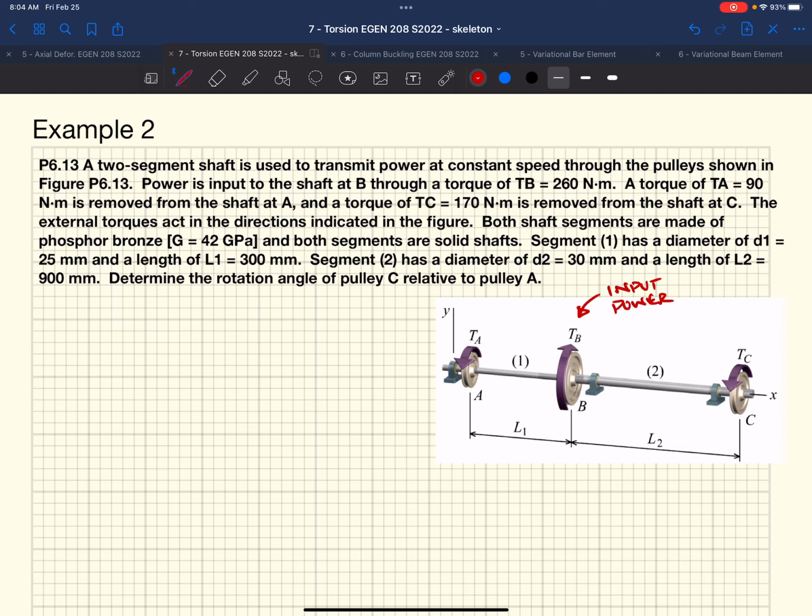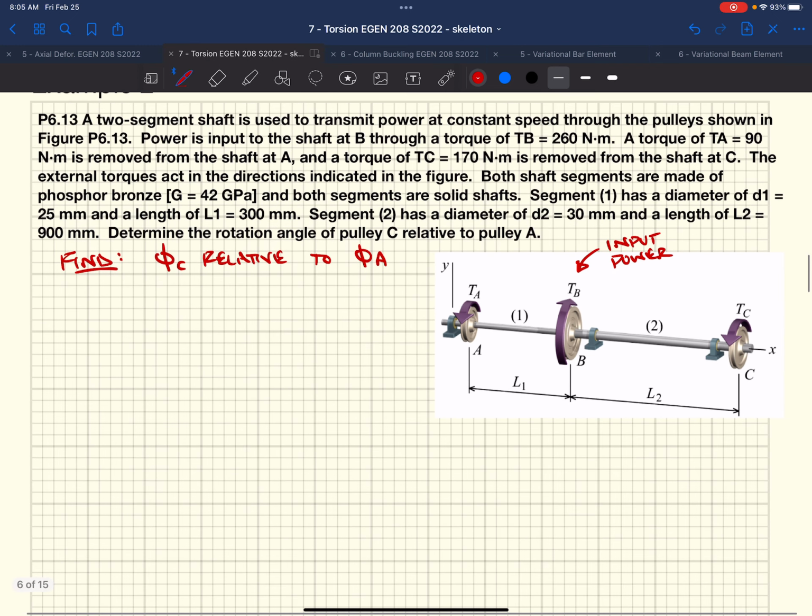So what does that mean? Well, that means they want us to find really our phi of C, the rotation at C, relative to the rotation at A. So we're going to need to step through this shaft and see how much rotation we get out of the first shaft and how much rotation we're going to get out of the second shaft.